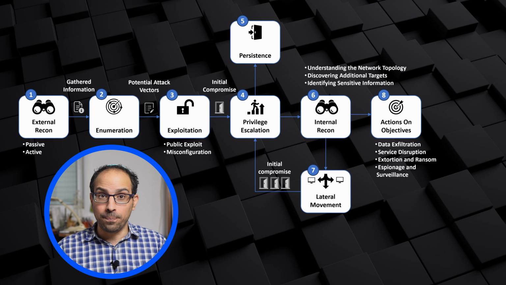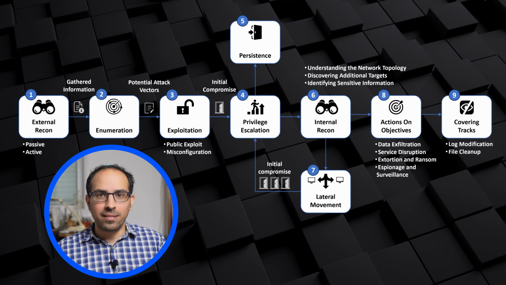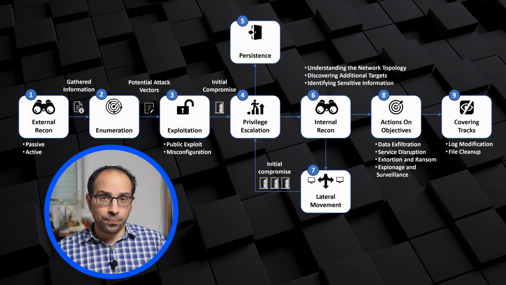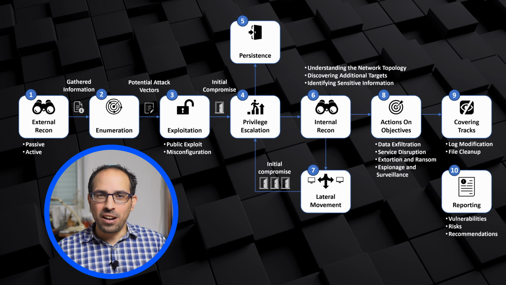In the 9th stage, after the hacker has achieved their goals, they will want to hide evidence of their actions. For example, they will delete log files that record activities on the server. Another example could be deleting scripts or malware they uploaded to the servers. In the 10th and final stage, the penetration tester produces for the organization a detailed report of all the findings, including the list of vulnerabilities, their risk level to the organization, and recommendations on how to address them.